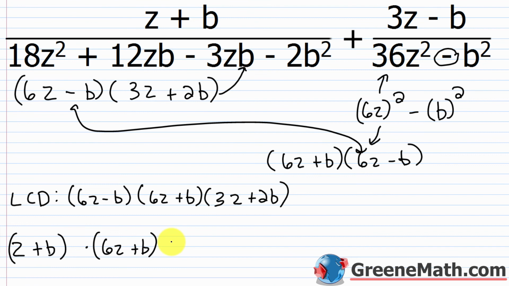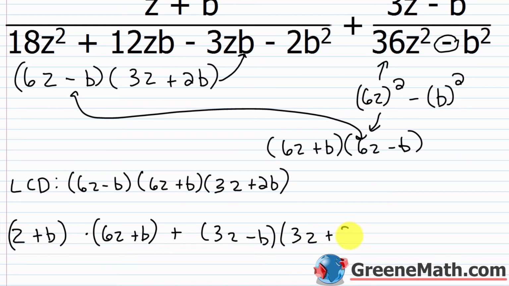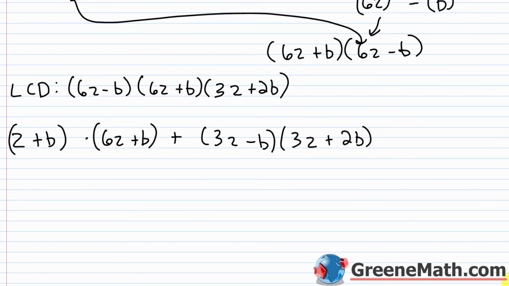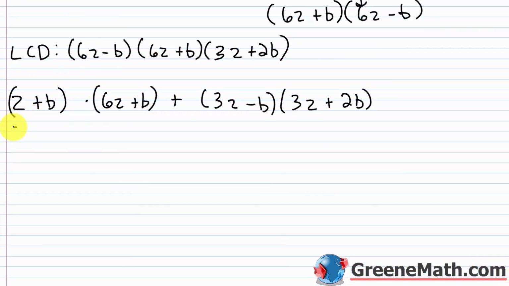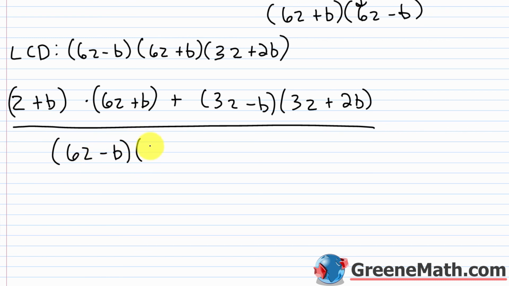Now, for this one over here, let me put plus. I would have 3z minus b times, what am I missing? Well, I'm missing the 3z plus 2b. 3z plus 2b. Okay, so let's go down here. I know my LCD is this, so let me write this over that. So 6z minus b times 6z plus b times 3z plus 2b. Again, just one that's pretty tedious overall.